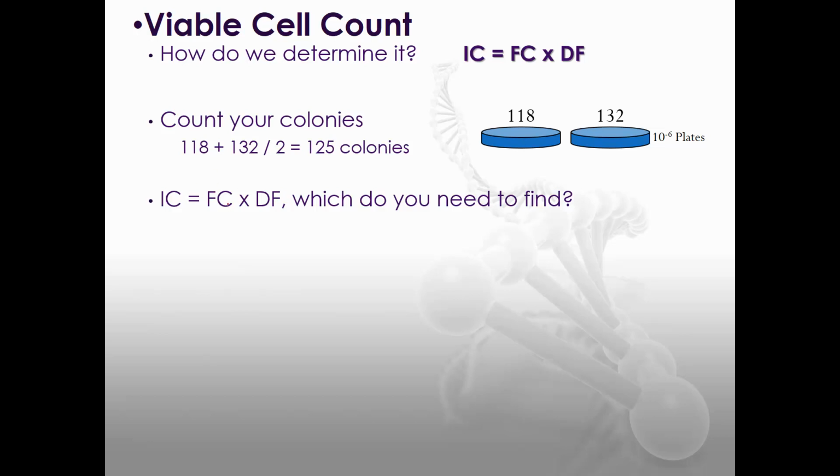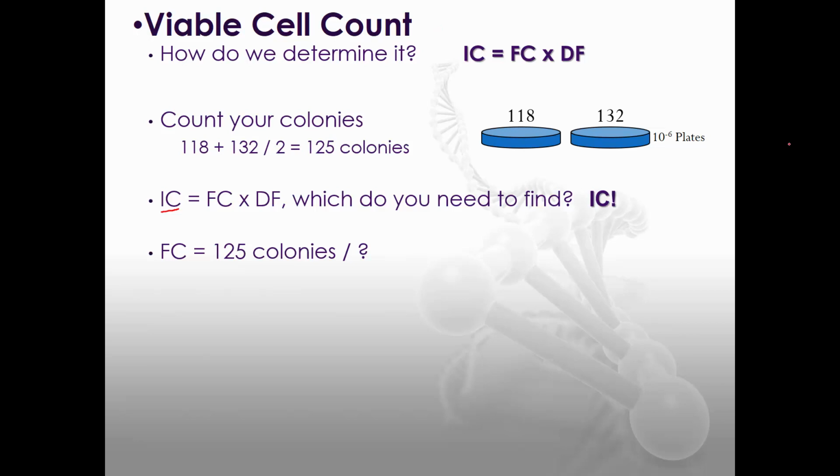So we know we're going to be able to get these. That means that's the one that we're going to need to find. All right, there's always two that we have. So excellent. You can start with FC or DF, whichever you prefer. Let's start with FC. So we know that we have 125 colonies.